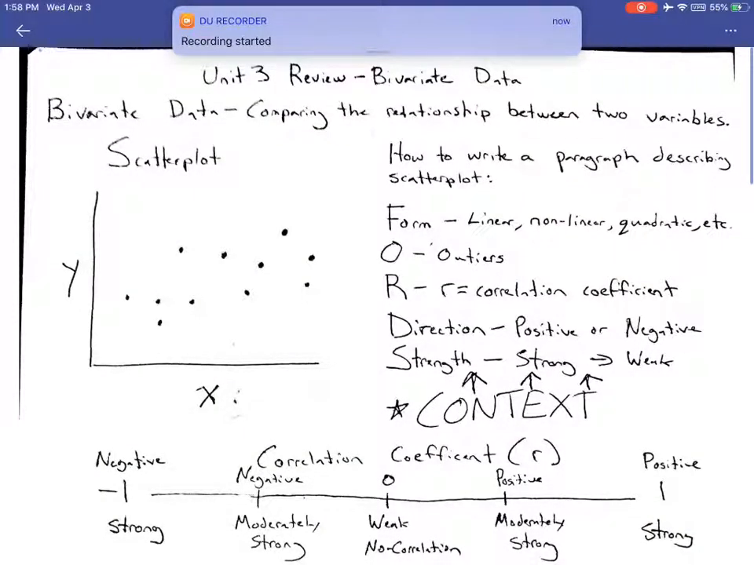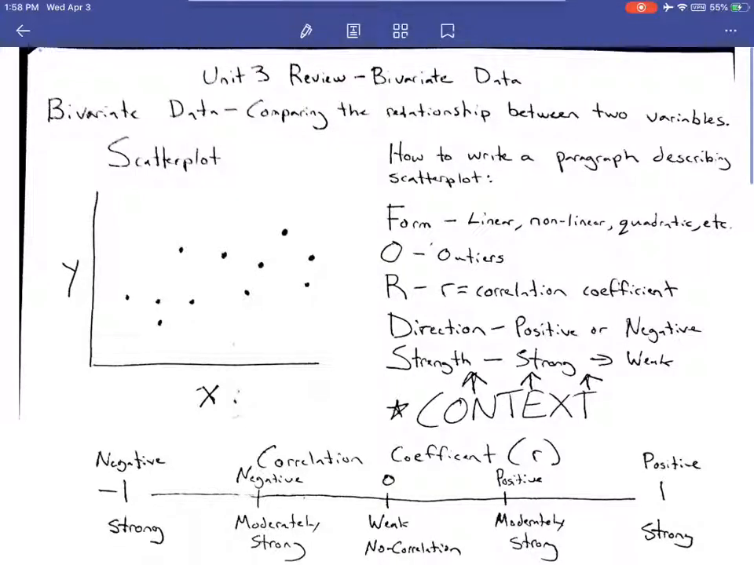All right, everybody. So today we are going to be reviewing bivariate data, which is what we covered in Unit 3. So remember, bivariate data is where we're comparing the relationship between two different variables, x and y. Remember that we graph that by putting it on a scatter plot, where we can easily see the relationship between x and y.